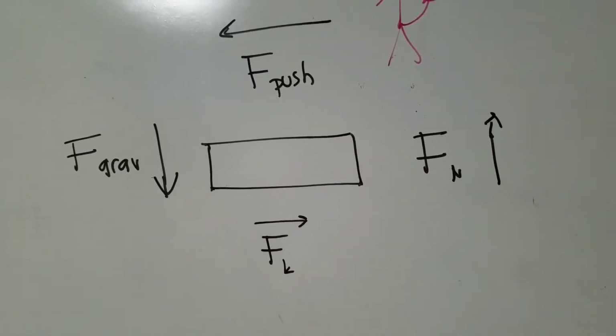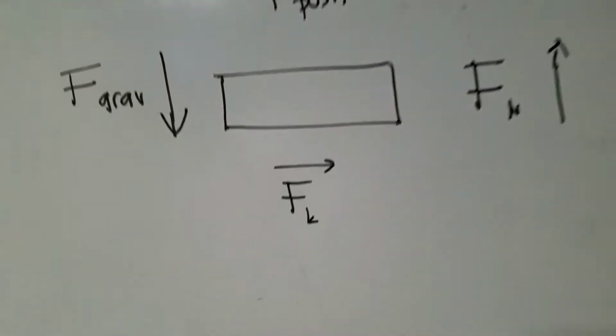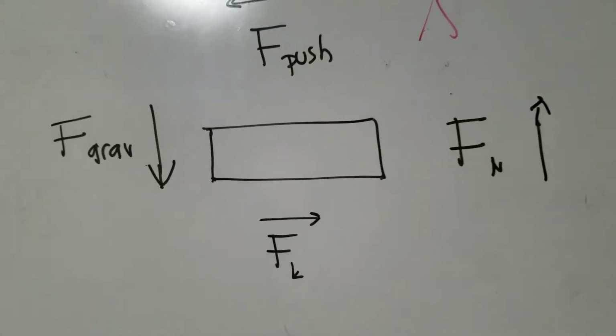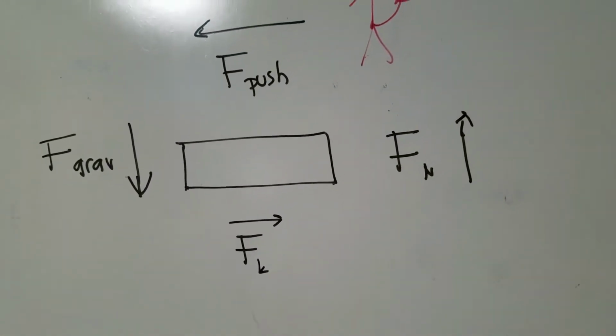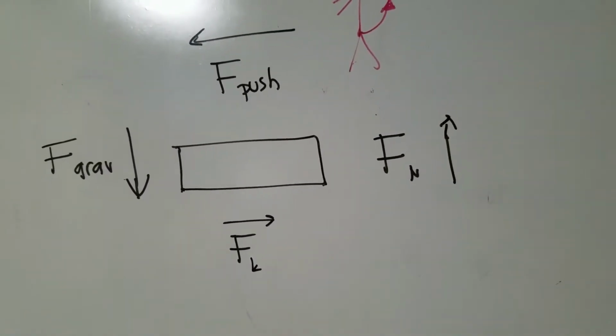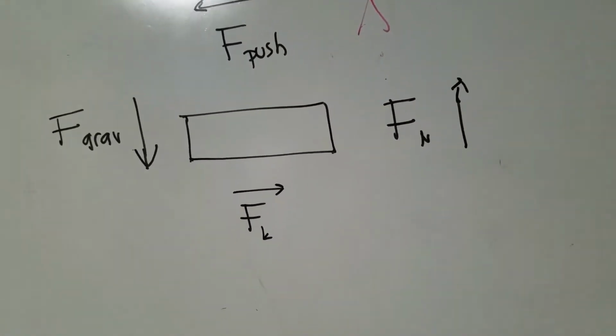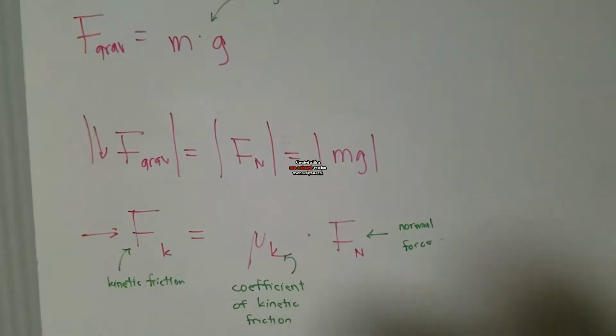I said before, it just keeps the object stationary vertically. But there is one thing that it does affect, and that is the force of kinetic friction. Now we're going to take a look mathematically at how the force of friction is related to the rest of this diagram and how we're going to get the actual force of friction.